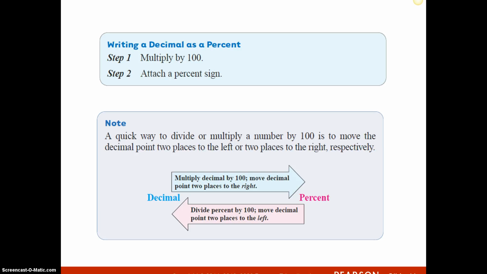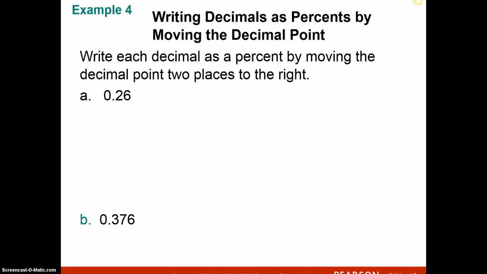the chart down here. This is a very good chart for you to know and to memorize, on how your decimal points move from left to right, depending on whether you're going from a decimal to a percent or a percent to a decimal.